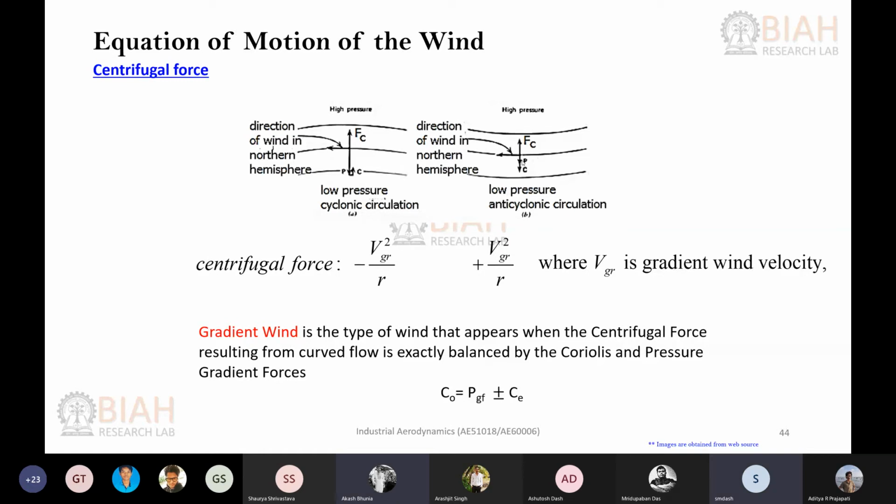It depends on the curvature, right? Whether you have a high pressure here or a low pressure here, based on that your pressure gradient force will be derived, whether it is pointing outward or pointing inward. And your centrifugal force will always be outside, towards the outer side. This is normally your force vector, in the plane of the paper.